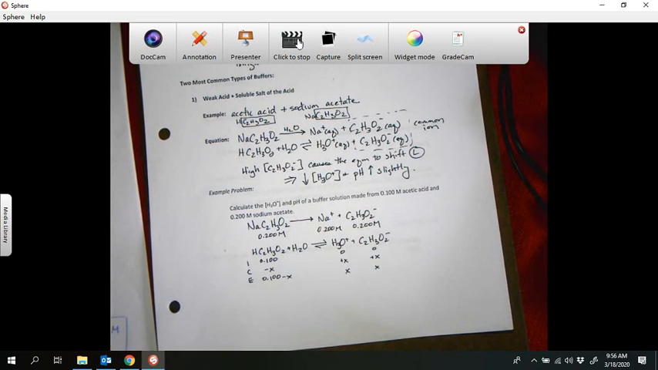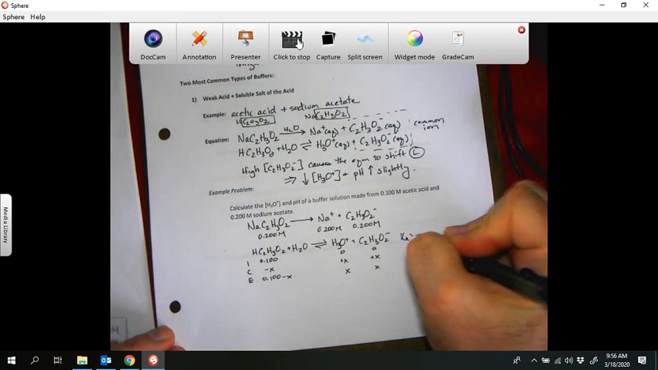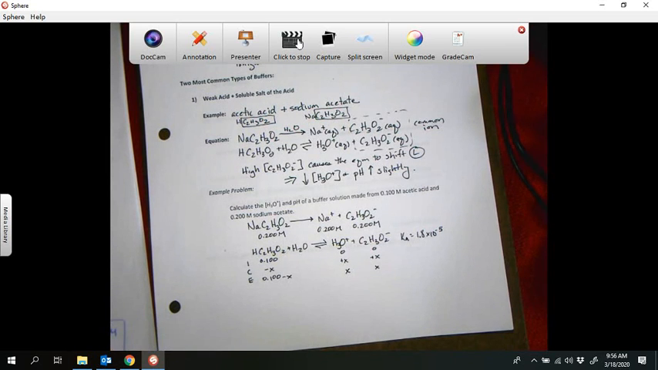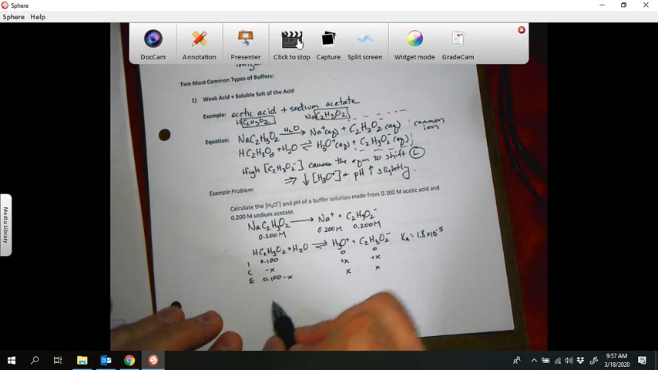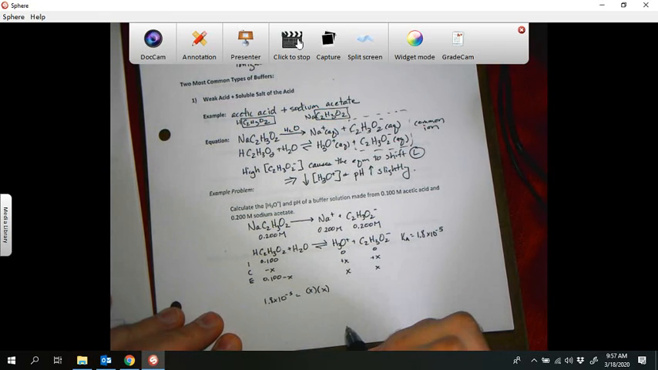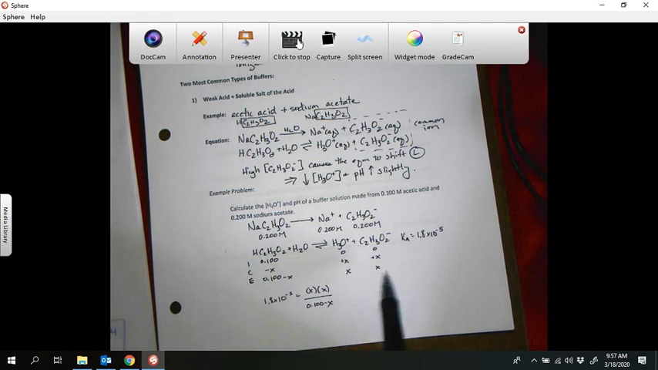Now, if we want to solve for H3O+, we're going to have to find a Ka, which we can look up, and it's 1.8 times 10 to the negative fifth. Use your reference sheet that you should have. If you do not have one, let me know, and I can email you a picture of one. That Ka value is equal to the concentration of H3O+, which is X, times the concentration of C2H3O2-, which is X, all over the concentration of the acetic acid. All of these are equilibrium values, so we use our E values.